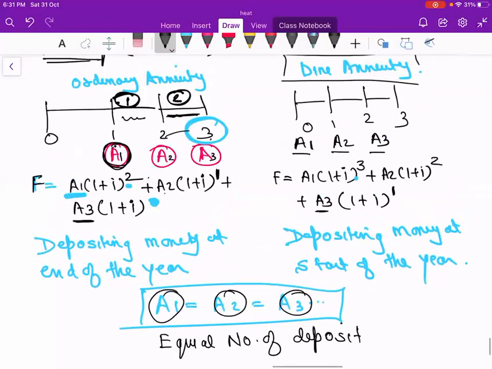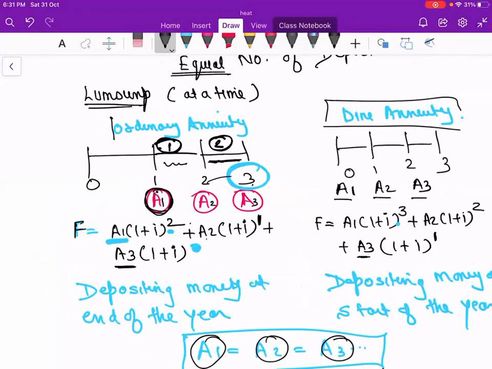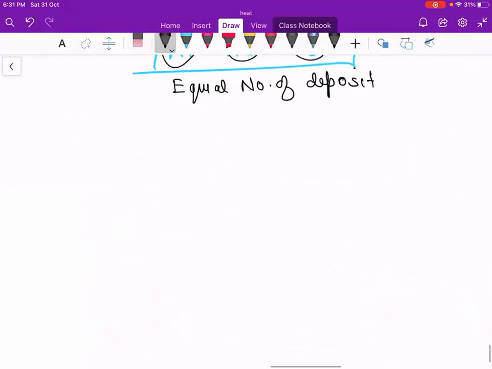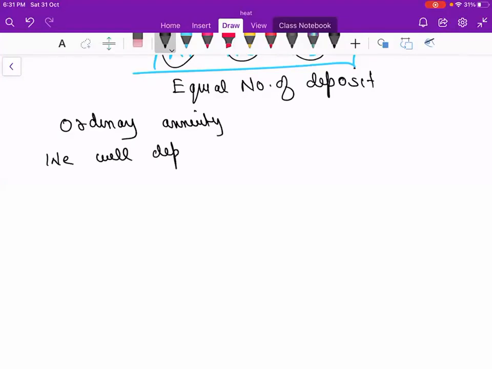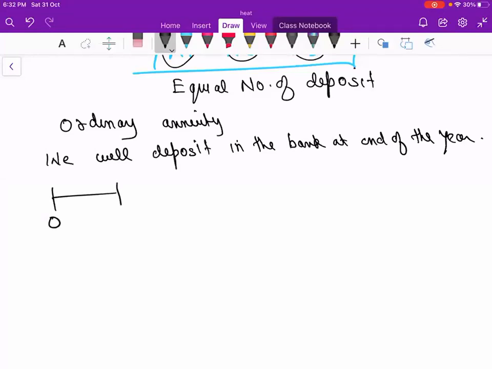Okay. Now we will see what is ordinary annuity. In ordinary annuity, I will draw once again. In ordinary annuity, as I've told, we will deposit money in the bank at the end of the year. Why are we taking the end of the year here? Because we generally say that whatever calculation or financial things we do, we do at the end of the year. So it means that at the 0th year we have not deposited any money.